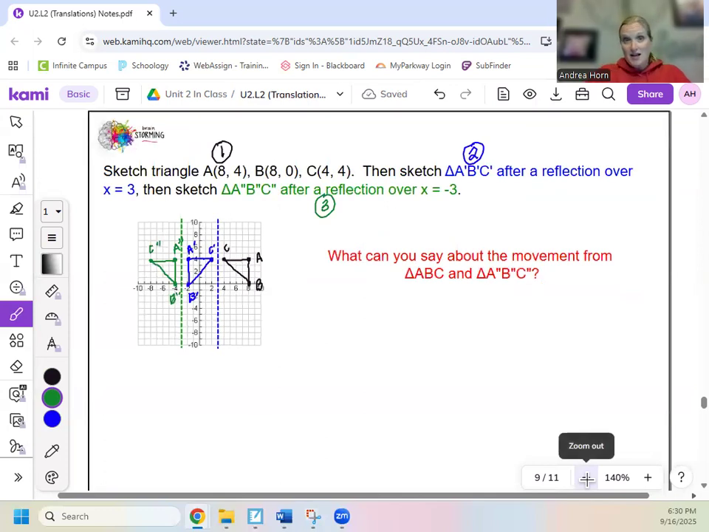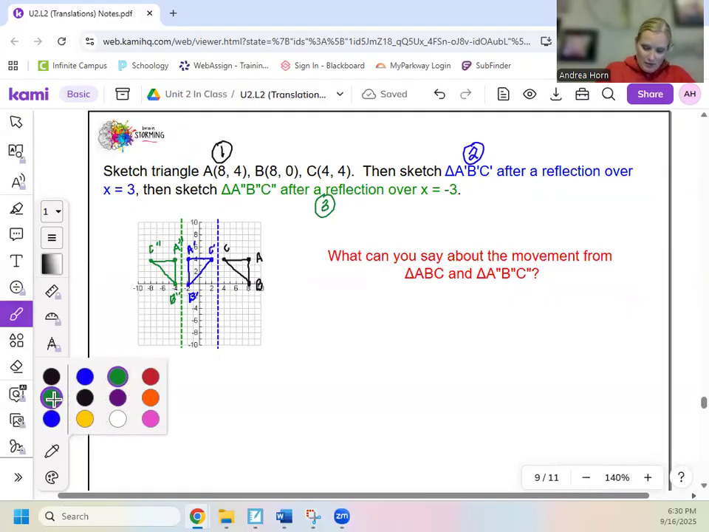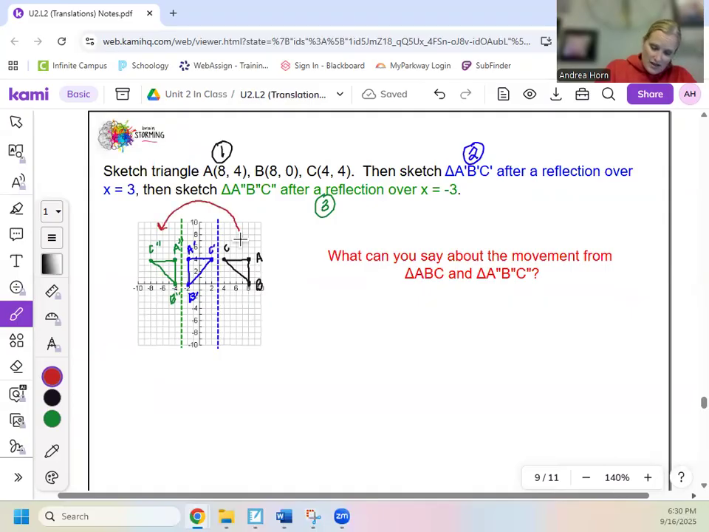Okay, so now let's talk. What can we say about the movement from ABC to A double prime, B double prime, C double prime? If I go from here to here, notice I did a double reflection, back to back reflections. What ended up happening? A translation, right? I ended up with a translation. So a double reflection is a translation, but is it always a translation? What do you think has to be true for that to always be true? I want you to think about that for a second.